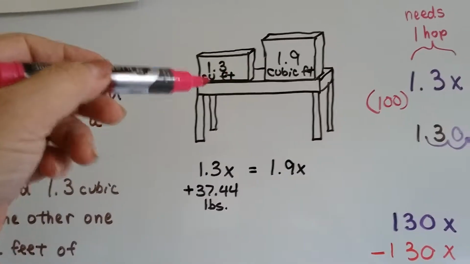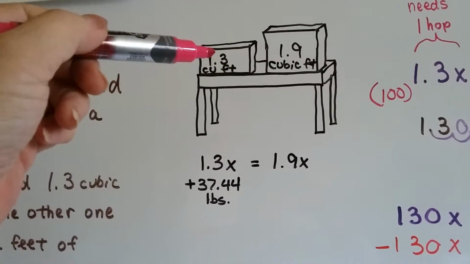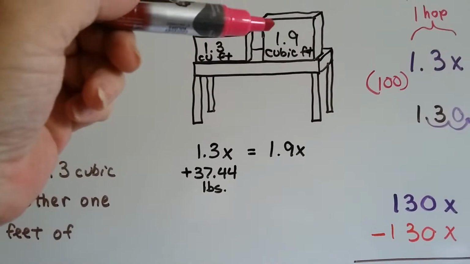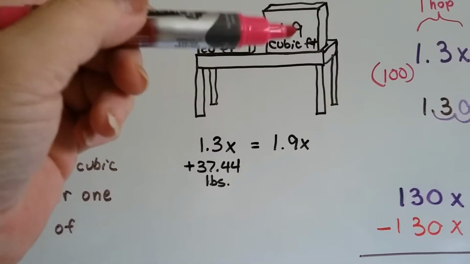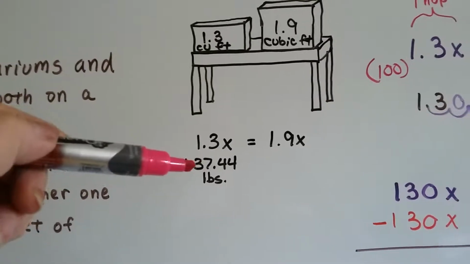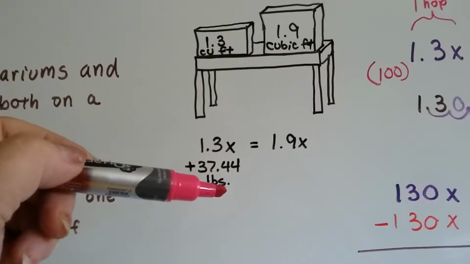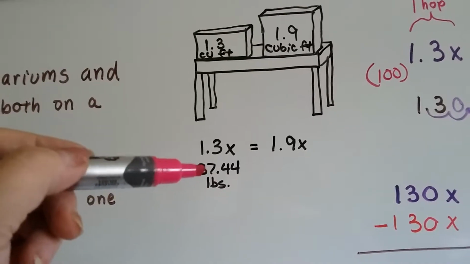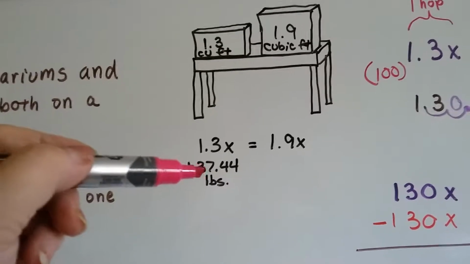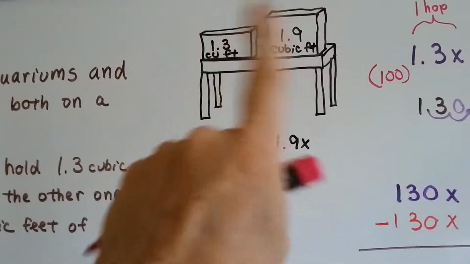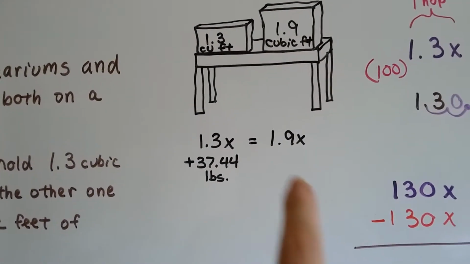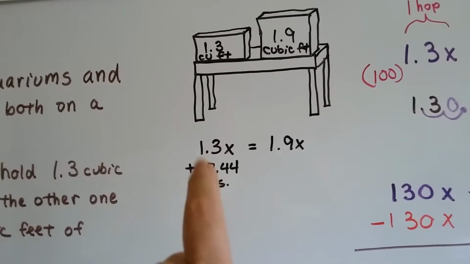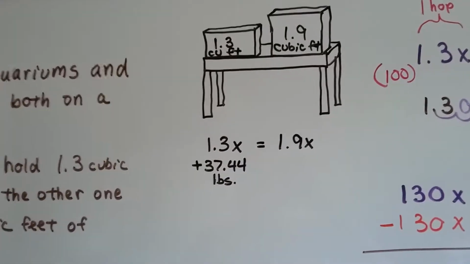She's got this new table and she's got 2 aquariums. One can hold 1.3 cubic feet of water and the other one can hold 1.9 cubic feet of water. And this one is going to hold 37.44 pounds more of water than this one. So if we add the 37.44 pounds of water on this side, then both would be equal. See? This one has that much more, so if we give this side that much more, they'd be equal, okay?